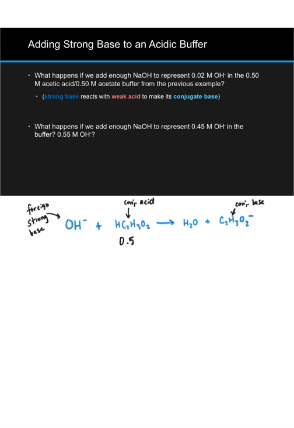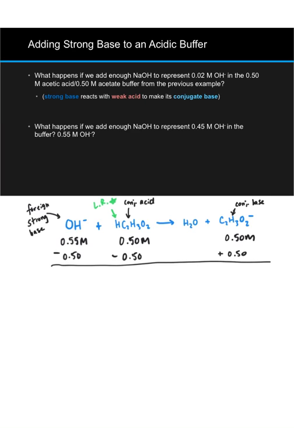If we'd added 0.55 molar hydroxide ion to our buffer system, what we'll see is that hydroxide ion is no longer the limiting reactant in this reaction. The conjugate acid, acetic acid, becomes our limiting reactant. It is present in the smallest quantity of our reactants, and so it will run out first. The conjugate acid concentration drops to 0.